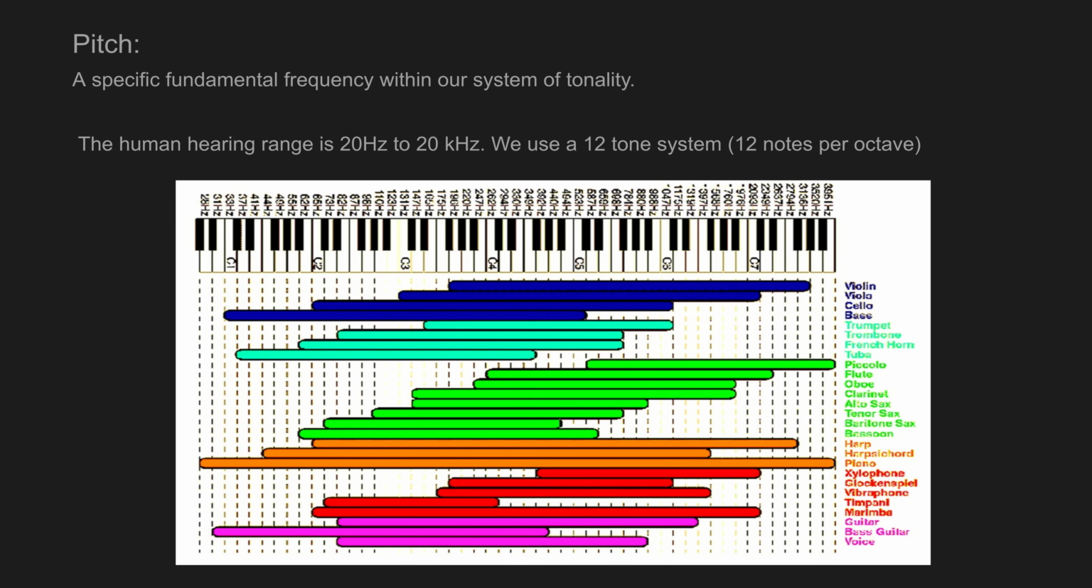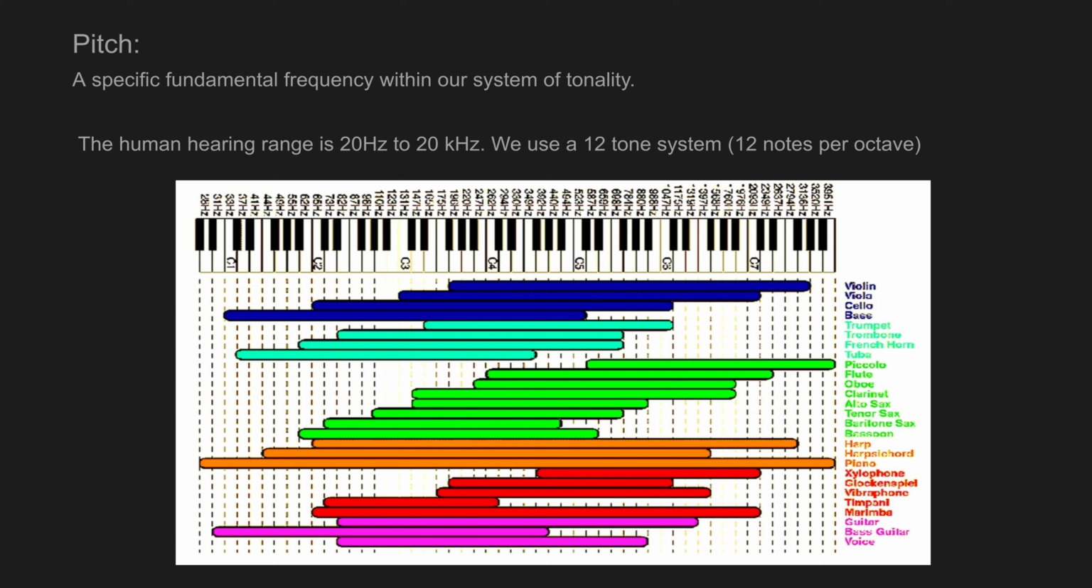All right, let's talk about pitch. Pitch is a specific fundamental frequency within our system of tonality. The human hearing range is 200 hertz, or 200 cycles, to 20 kilohertz, or 20,000 cycles. We use a 12-tone system, meaning 12 notes per octave.